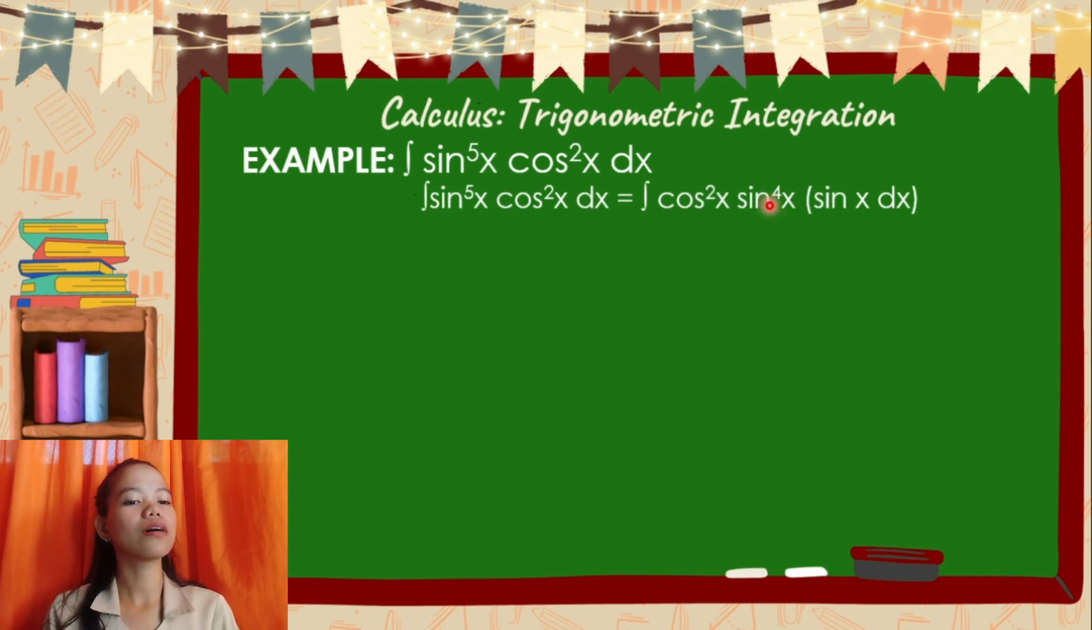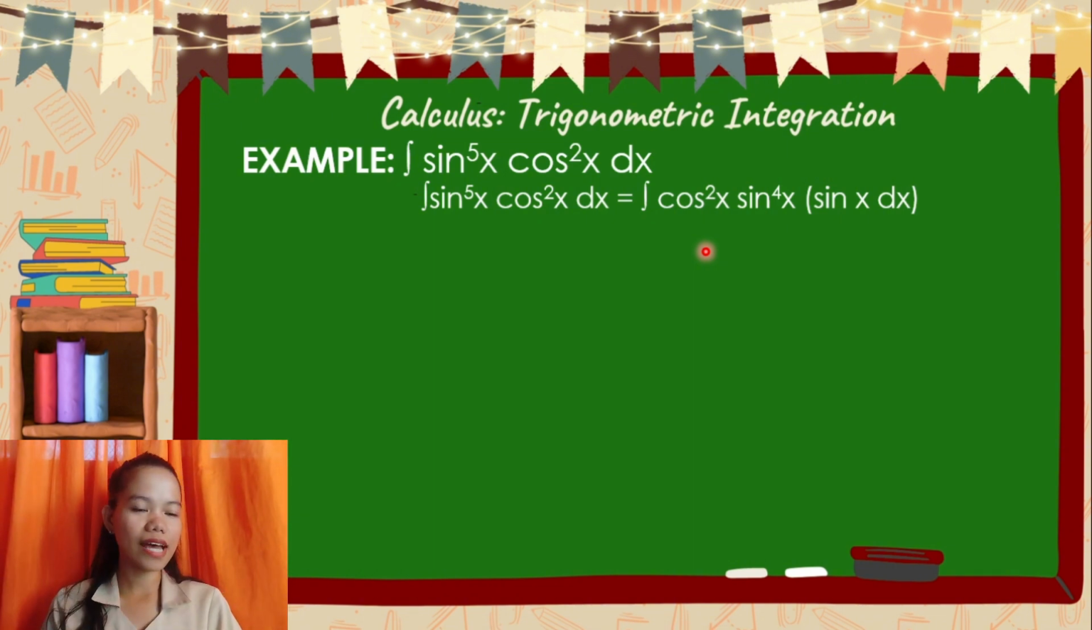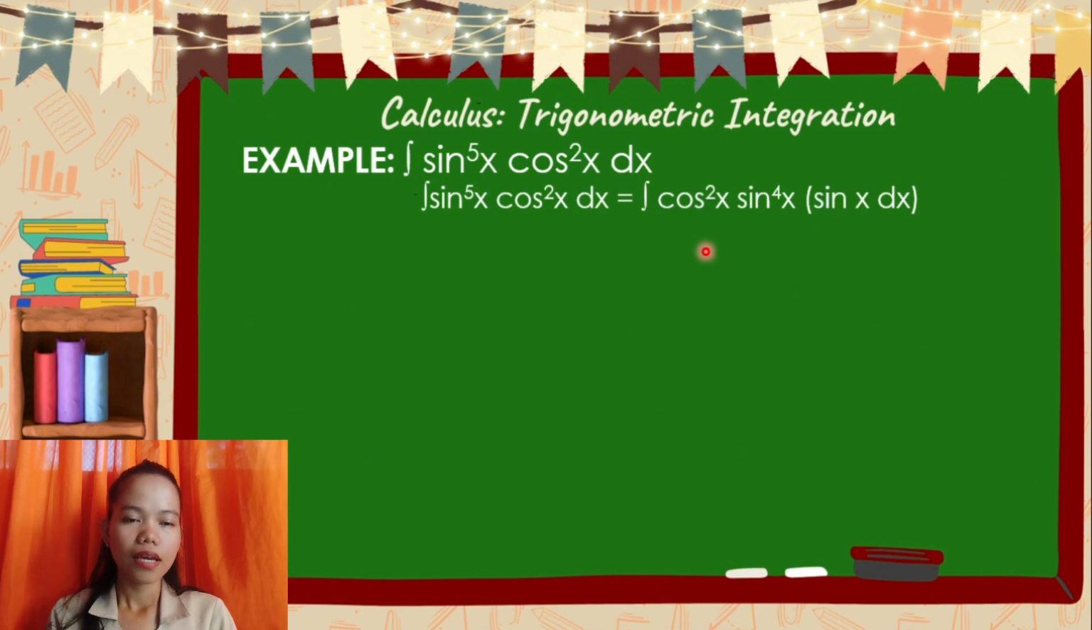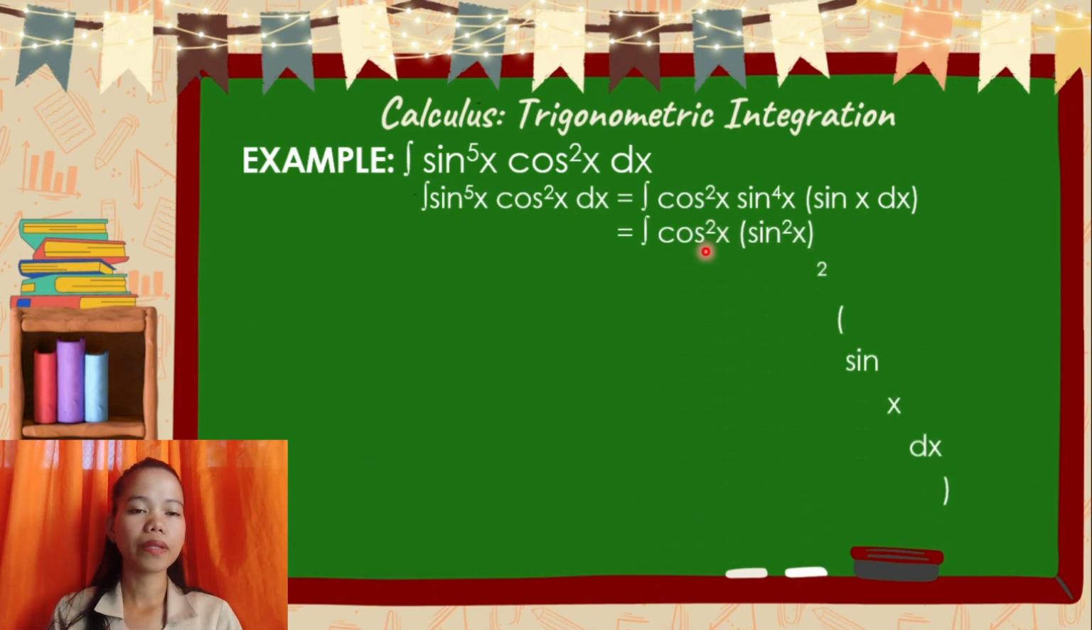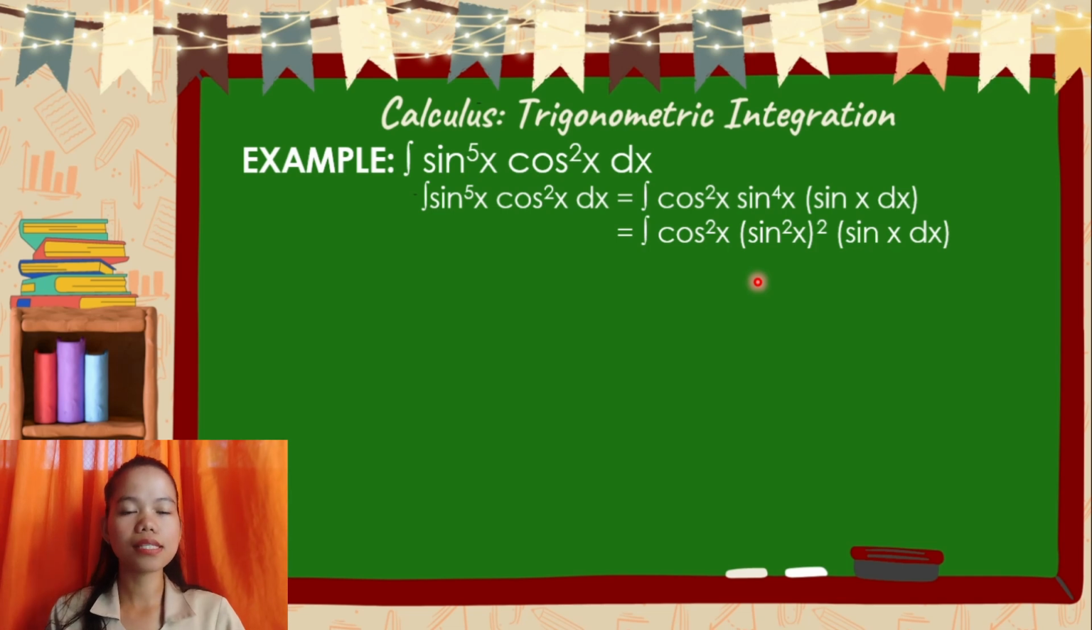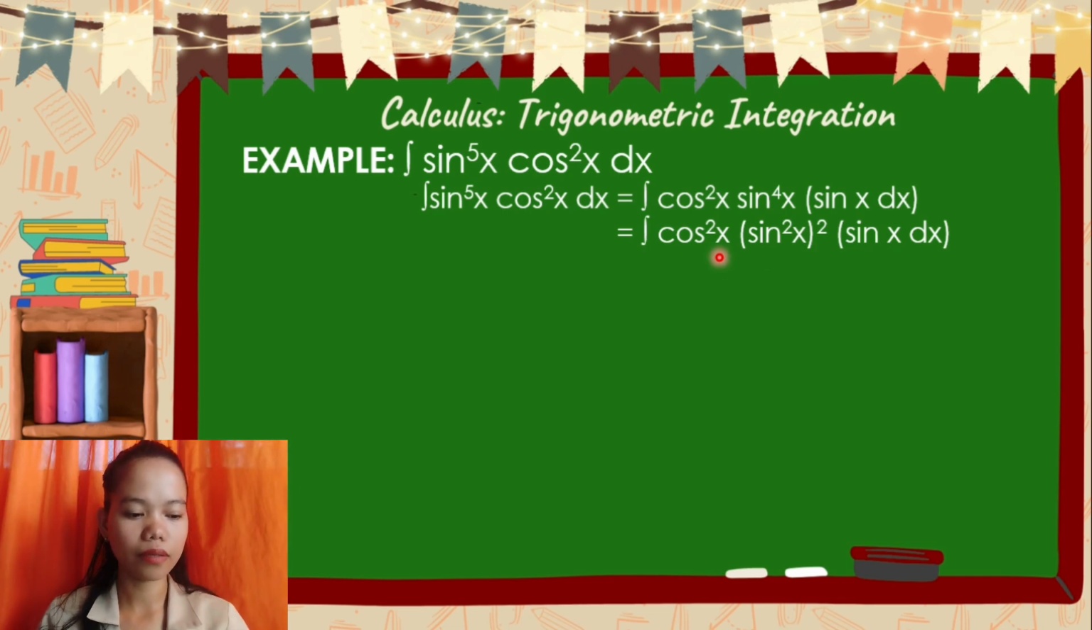So what we have here now is the integral of the cosine squared of x multiplied to sine raised to the power of 4 x multiplied to sine x dx. Right after that, we are going to rewrite the sine fourth of x, in which the trigonometric function of sine is in the form of squared. Let us see the example now.